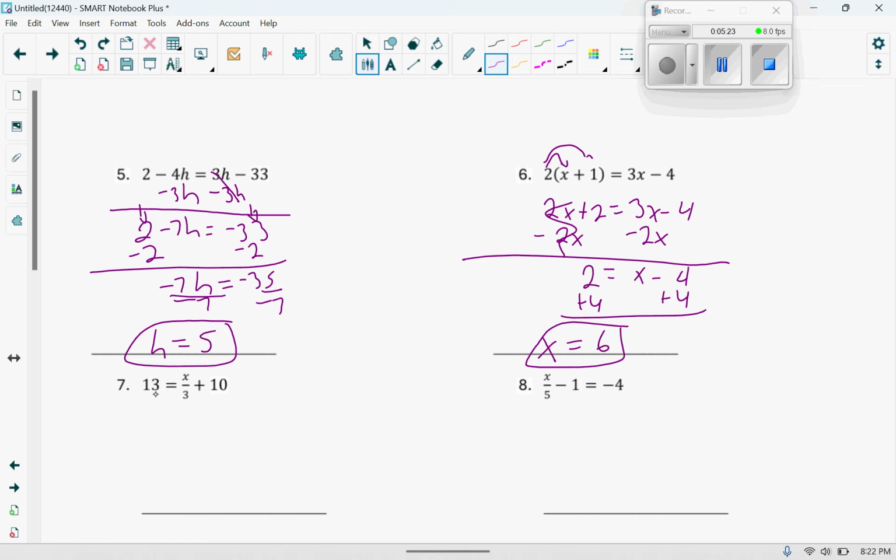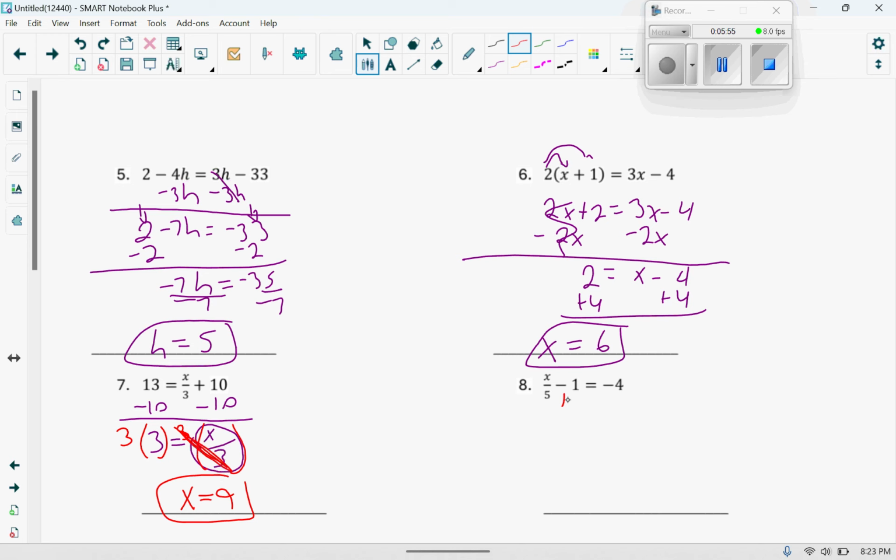Okay, number 7 looks really weird. 7 and 8 both look really weird. So what I'm going to do is subtract 10 from both sides, and I get 3 is equal to x over 3. Okay, so think about this. This is the same thing as saying x divided by 3. So to undo that, I'm going to multiply by 3. If I do it to one side, I'm going to do it to the other side. Those are going to cancel out, leaving me with x is equal to 9.